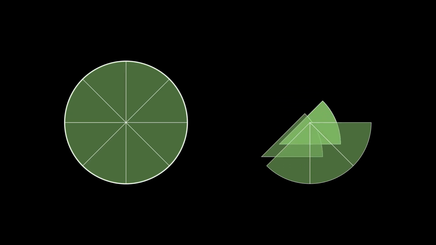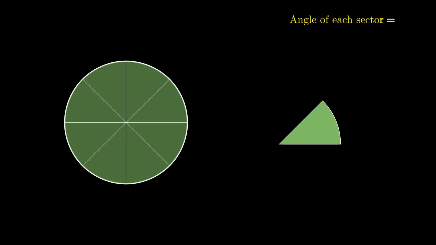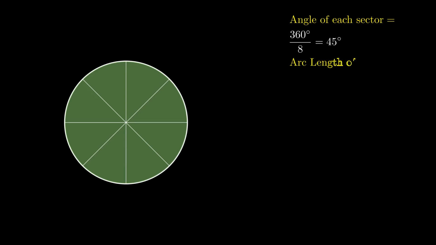Even in this case, all the sectors of the circles overlap one above the other perfectly. You can see it for yourself. Okay, so let's write what is the angle of each sector here. Angle of each sector is equal to 360 divided by 8, which is 45 degrees. So what is the arc length of each sector?